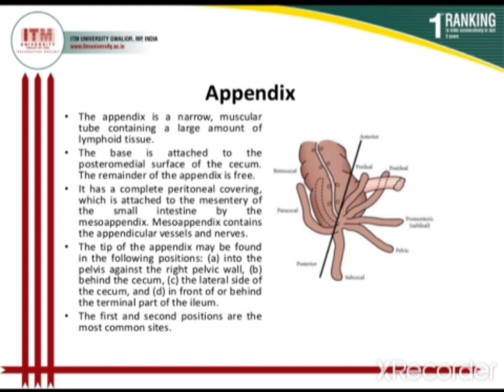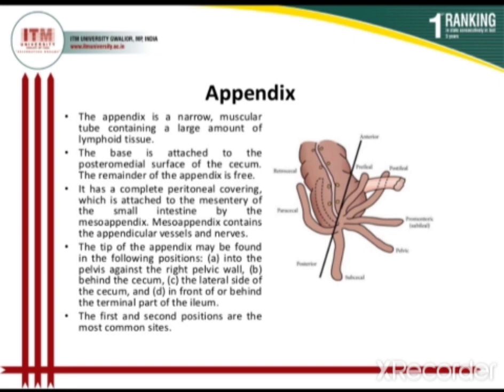Now it has a complete peritoneal covering which is attached to the mesentery of the small intestine by the mesoappendix. So the mesoappendix contains the appendicular vessels and nerves. The tip of the appendix may be found in the following positions: into the pelvis against the right abdominal pelvic wall, behind the cecum, in front of or behind the terminal part of the ileum. So these are the various positions where the appendix can be found.